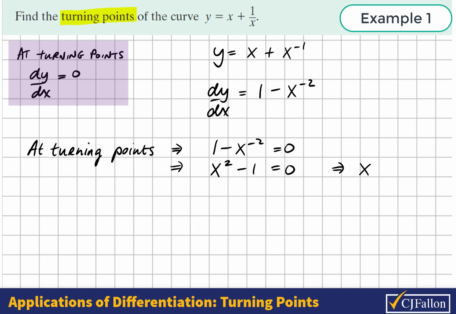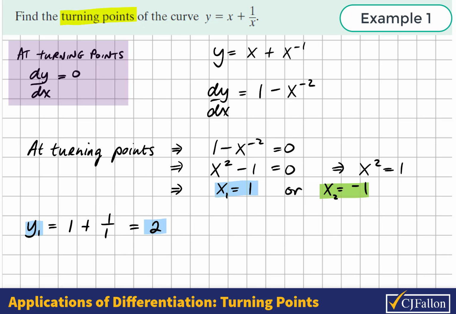This is the difference of two squares if you wish. But we can see the solutions to this will be x is equal to 1 or x is equal to -1. So there's two options to this, given that x squared equals 1. So we have the x value, and that's what we saw in the diagram earlier on as well. So to find the corresponding y value, we'll sub these values into the original curve.